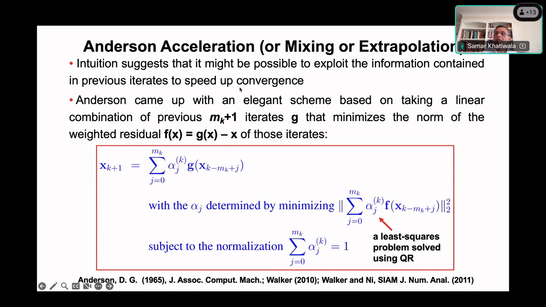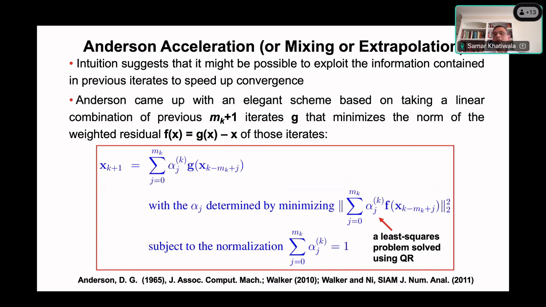So you can think of it as some kind of extrapolation method, where you essentially take a combination of previous iterates and you extrapolate to an iterate that is closer to the final solution than you would otherwise expect it to be based on the original sequence, essentially.